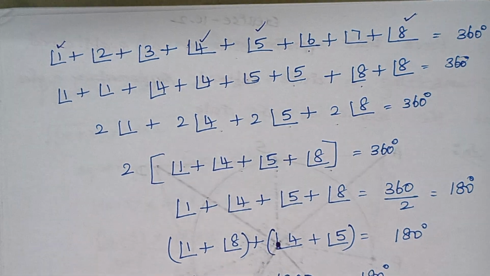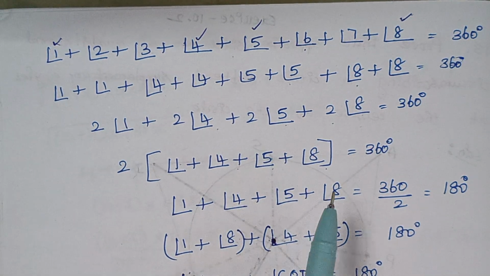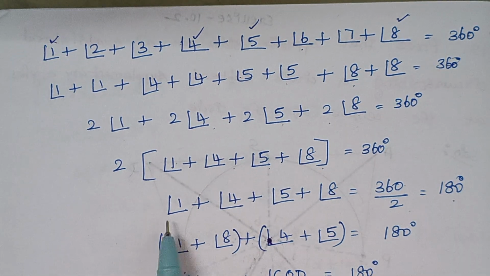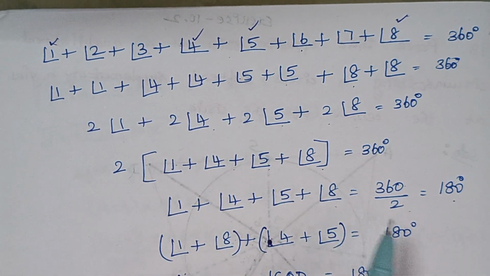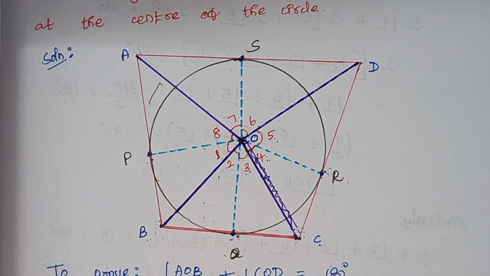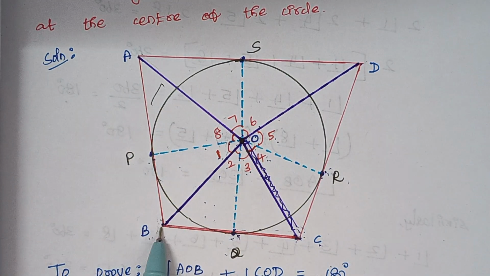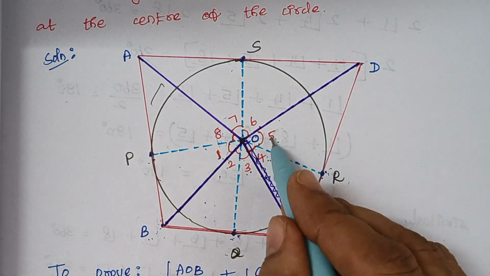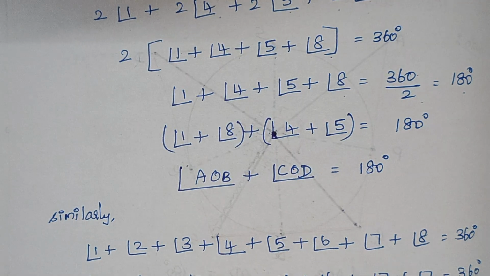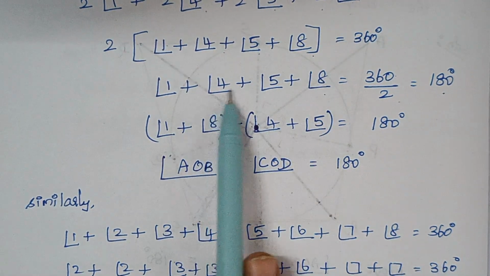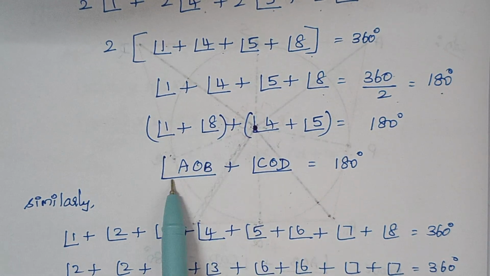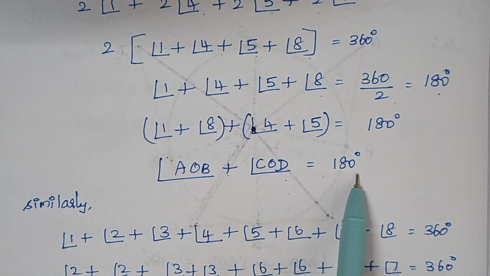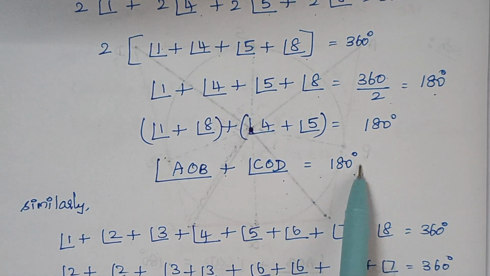Next I am moving this 2 to the right hand side. So 360 by 2 gives 180 degrees. You see these terms are in addition. Again looking back at the diagram, AOB is the angle I want, so I need angles 1 and 8 together and 4 and 5 together. So 1 plus 8 gives angle AOB and 4 plus 5 gives angle COD, which is equal to 180. That is supplementary. This is what we need to prove.